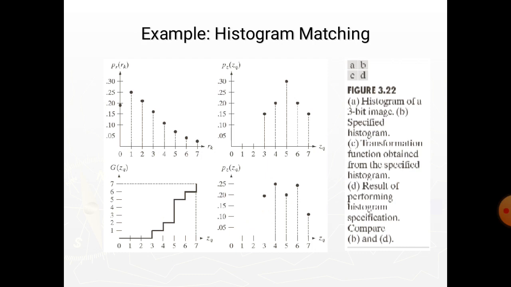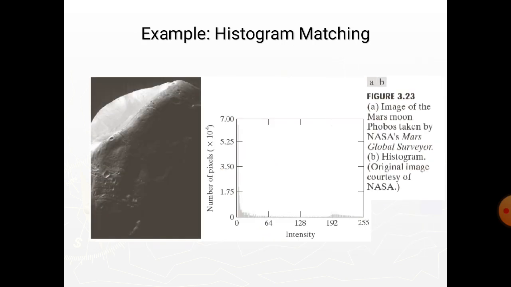Now this figure shows the image of the Mars moon, which was taken by NASA's Mars Global Surveyor. Figure B shows the histogram of figure A. The image is dominated by large dark areas, resulting in a histogram characterized by a large concentration of pixels in the dark end of the grayscale. So at first glance, one might conclude that histogram equalization would be a good approach to enhance this image so that the details in the dark areas become more visible.